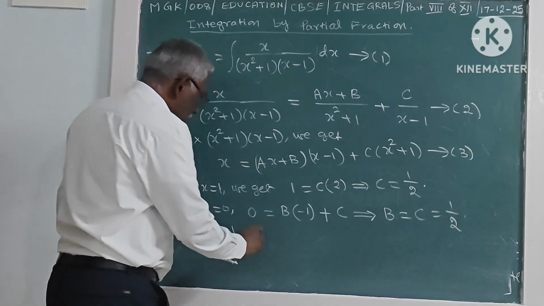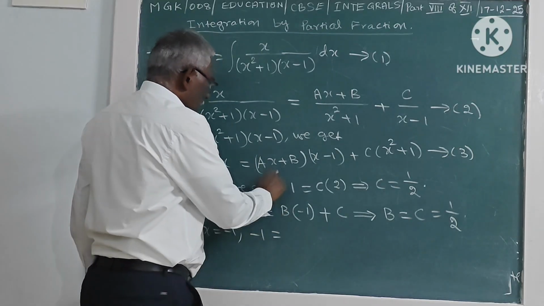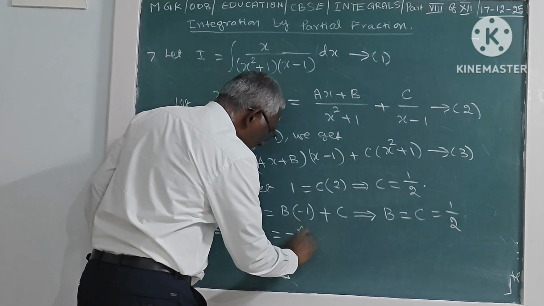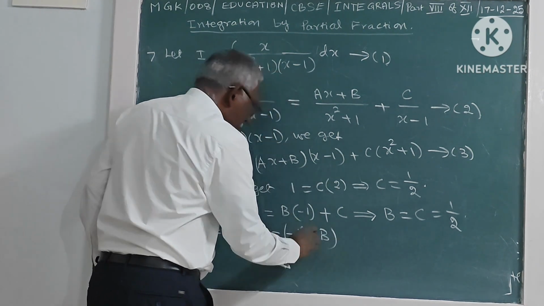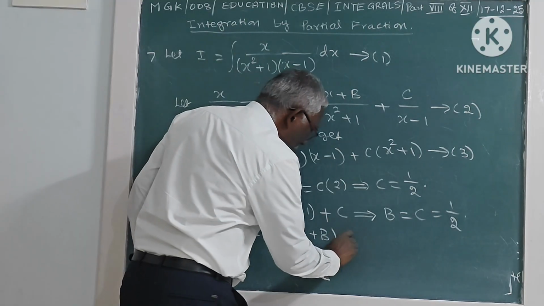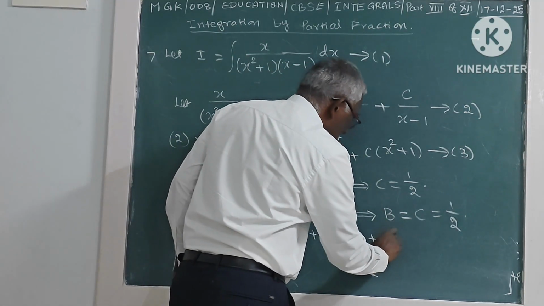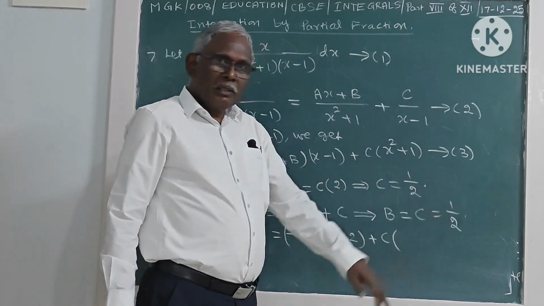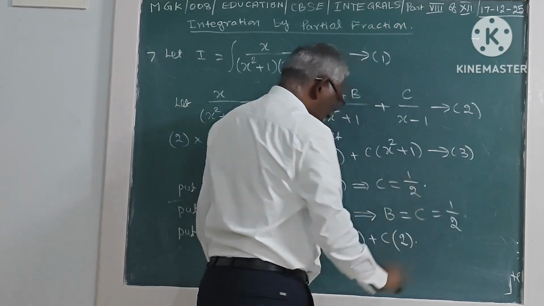So minus 1 is equal to, x is minus 1. So minus 1, a into minus 1 minus a plus b, x is minus 1. So minus 1 minus 2 plus c into x is minus 1. Minus 1 whole square is plus 1. 1 plus 1 is 2. So 2.